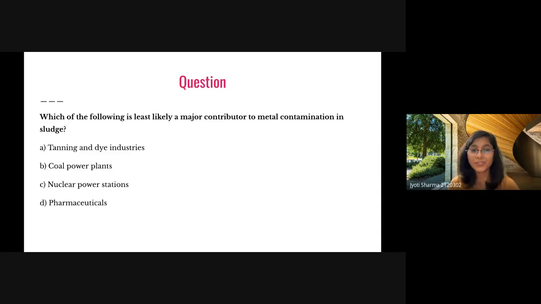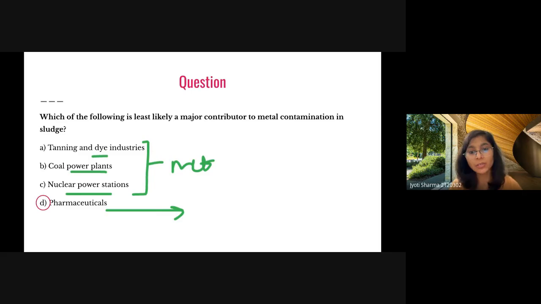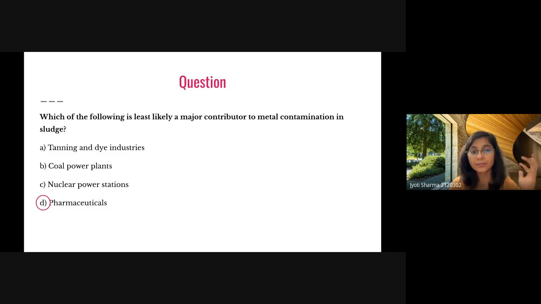Okay, now Venkatesha gave me a D. Yes, pharmaceutical. Okay, so the thing is that tanning and dye industry, coal and nuclear, these are majorly giving you the metal contamination. Pharmaceutical may also give you metal contamination, but most of the time it is giving you the organic things, right? Metal is somewhat inorganic in nature, but pharmaceutical mostly gives you organic waste, right? So that's why D is the right answer.